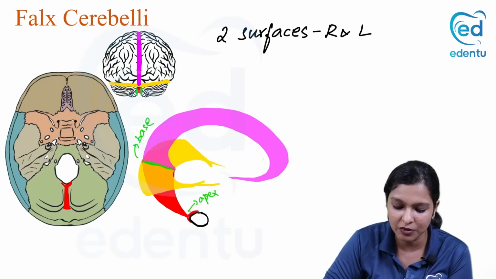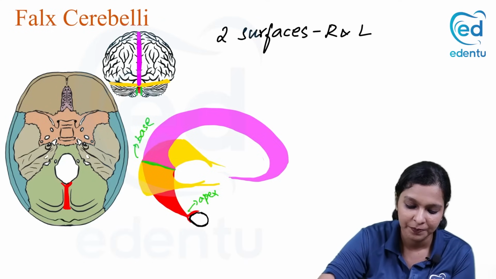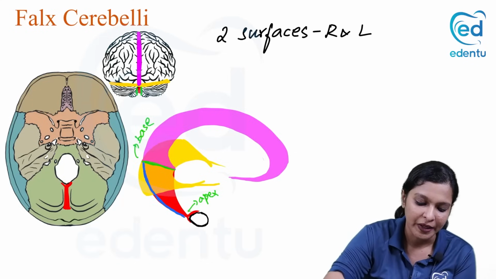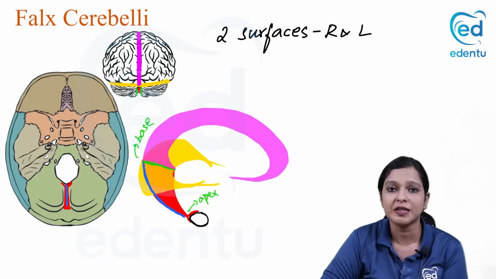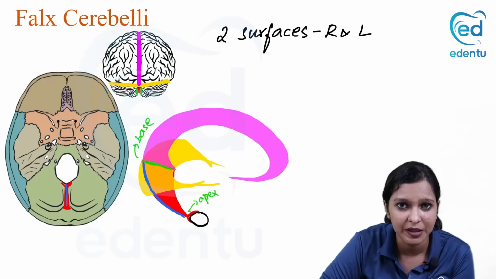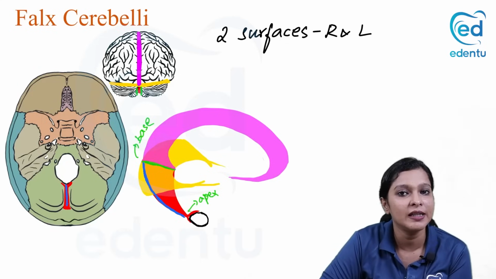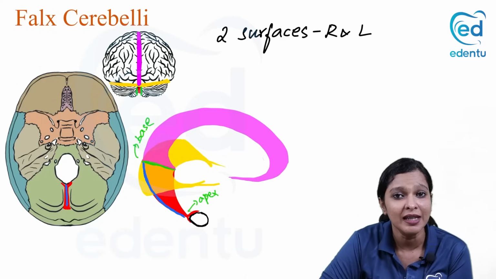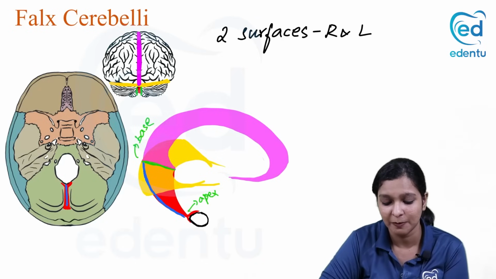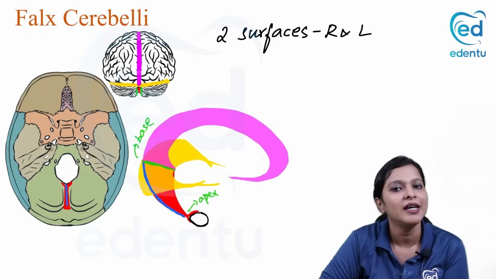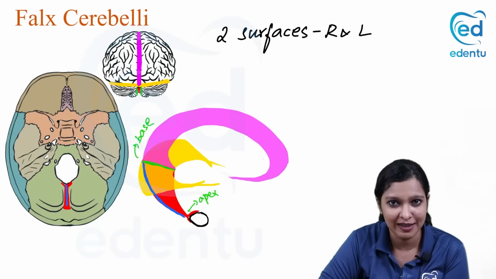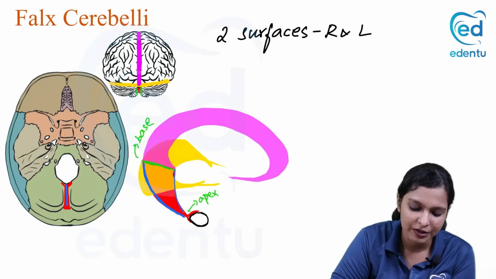It also has two borders. What are the two borders? This is the posterior border, that is attached. It is related to the internal occipital crest of the bone. Just like how there is an external occipital crest, there is one on the inner surface also. That is called the internal occipital crest. So the posterior border is attached and is related to the internal occipital crest. The anterior border is free.